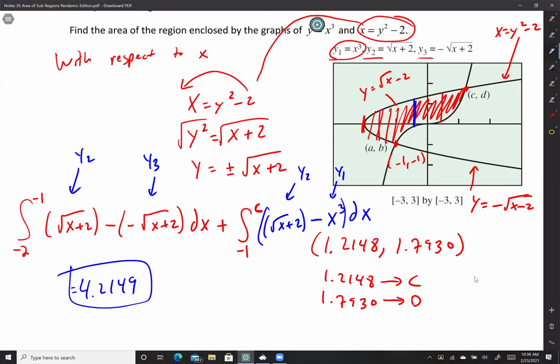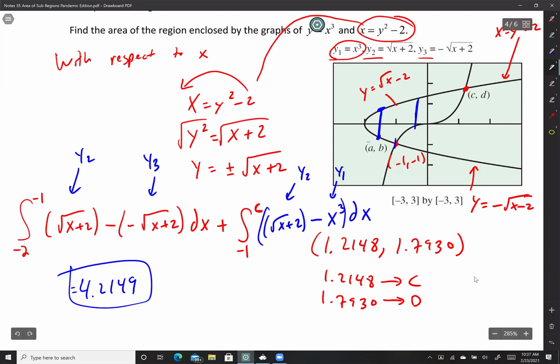We have a question. Yeah, ask. Why did we have to split it up between -2, -1, and then to -1 to C? Because I have a different equation after I pass -1. Look at your dx. Your dx right here is between this curve and this curve. The top one is a positive square root, the bottom one is a negative square root. After I pass -1, it's a different curve. It's the x cubed curve. Okay. Do you see it? Yes. Yeah, that adds it up. Yeah, I know what you mean.